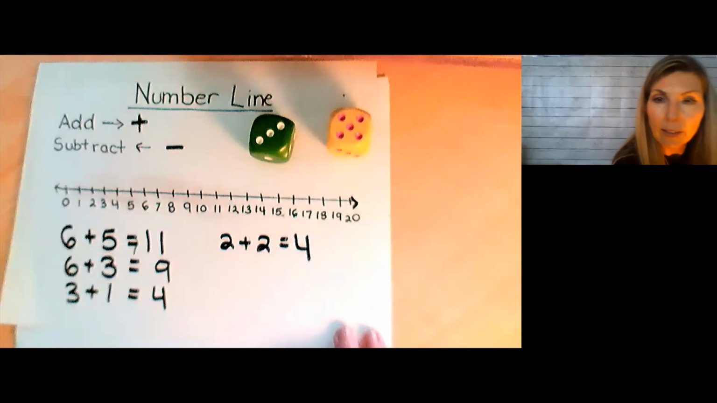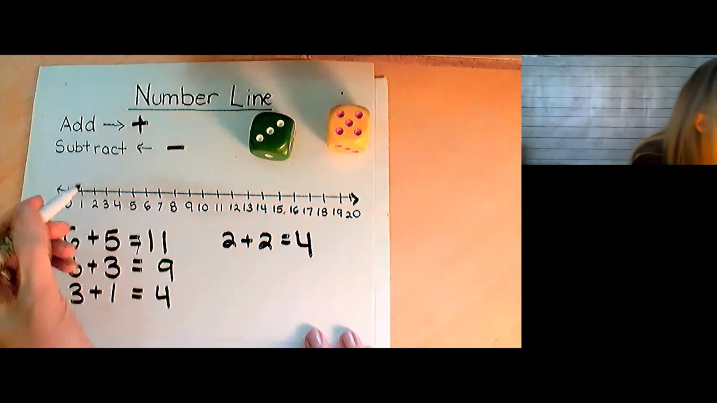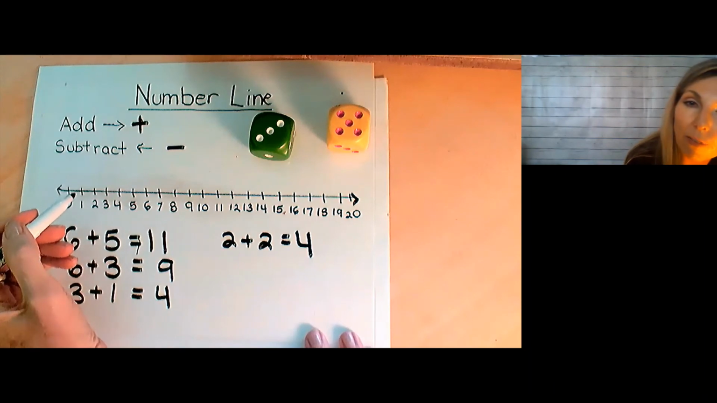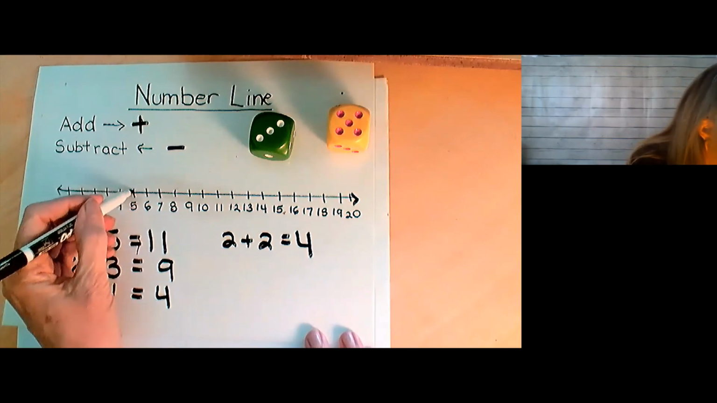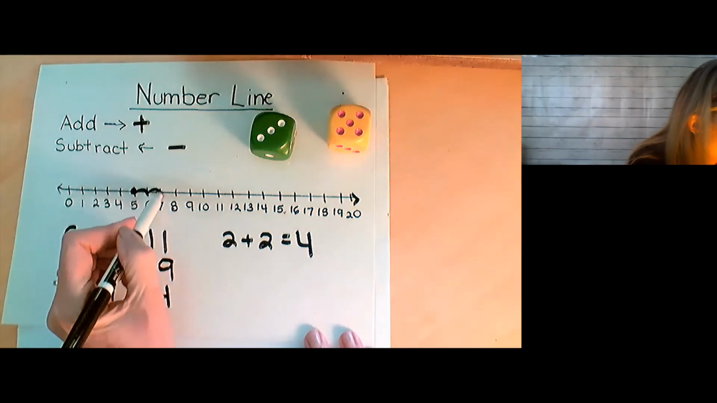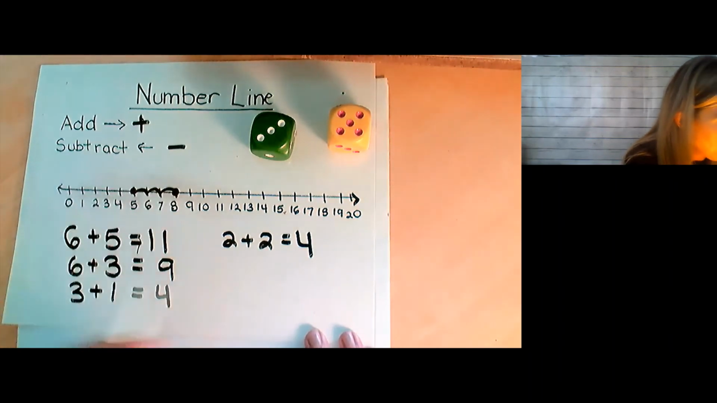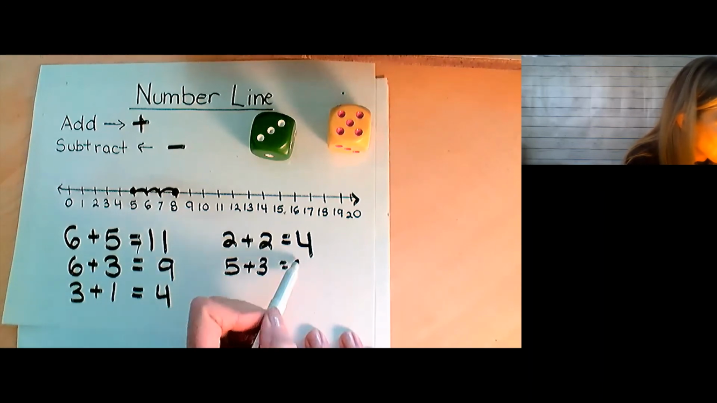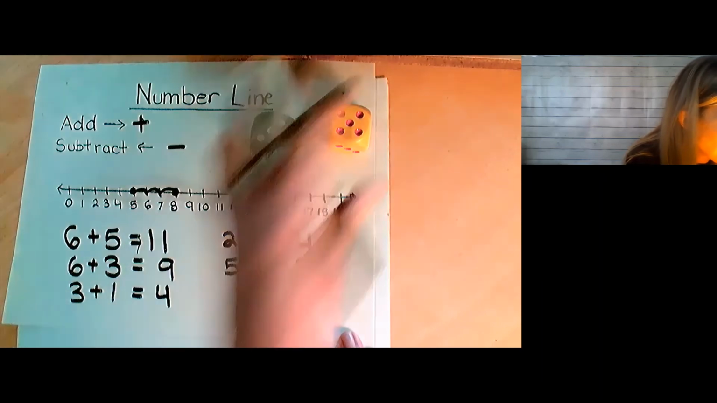This time we got 3 and 5. So which one is bigger, 5 or 3? 5 is the biggest one, so we're going to start there, and we're going to jump 3. 1, 2, 3. So 5 plus 3 equals 8.